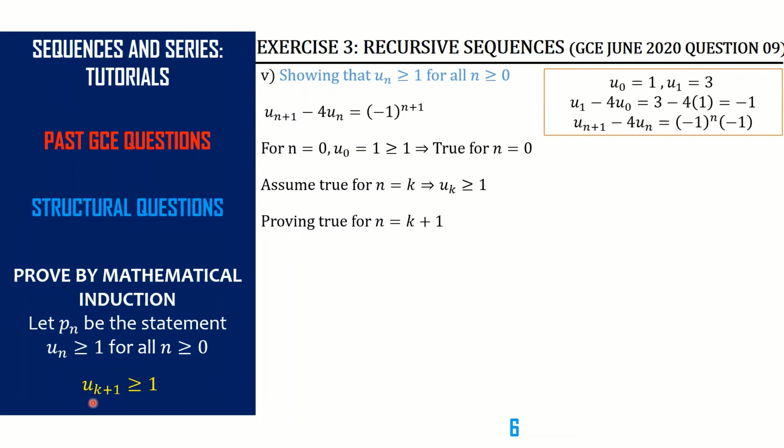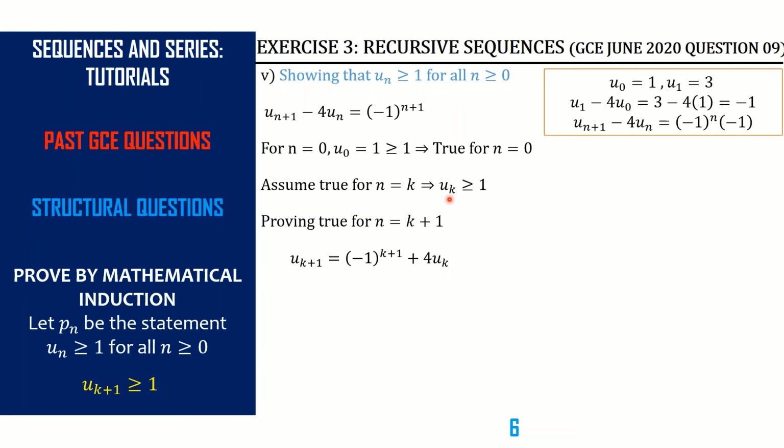But to prove that u of k plus 1 is greater than or equal to 1, we need u of k. So we need to find the expression of u of k plus 1 in terms of u of k, because we are going to use our induction hypothesis to prove the induction step. Alright, so according to this definition, we can add 4u of k on both sides of the equation, because here we can just replace n with k, and then we get u of k plus 1 to be negative 1 raised to the power k plus 1 plus 4u of k. Now, this is the importance of the hypothesis.